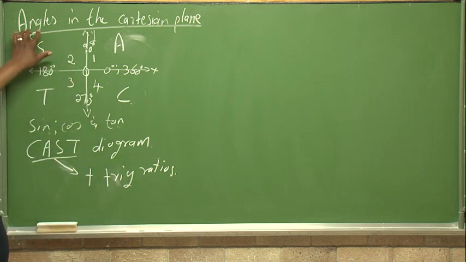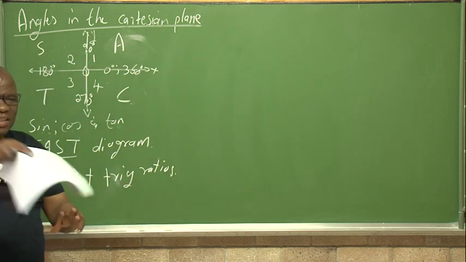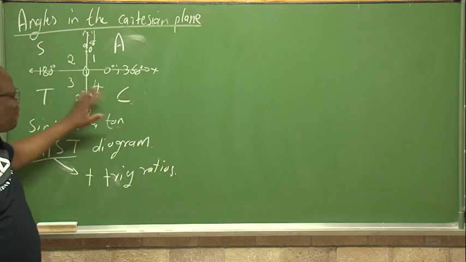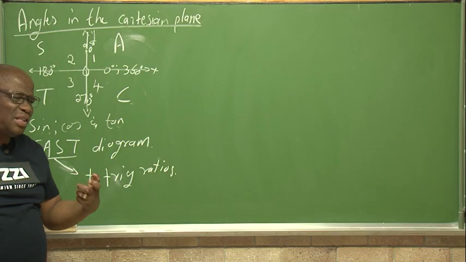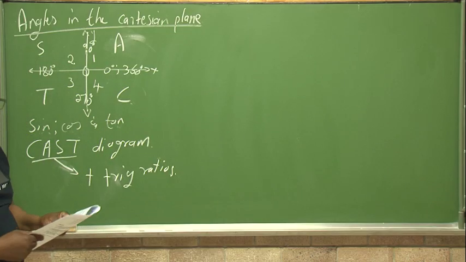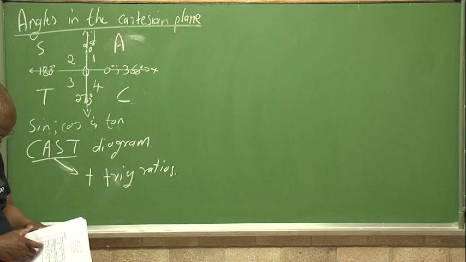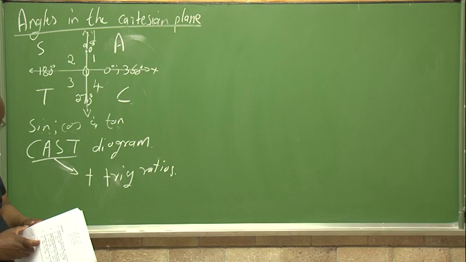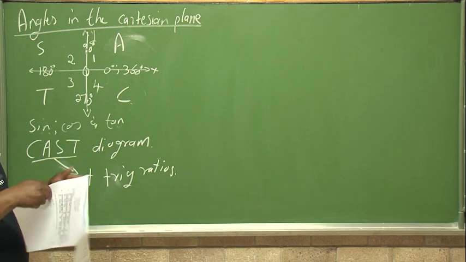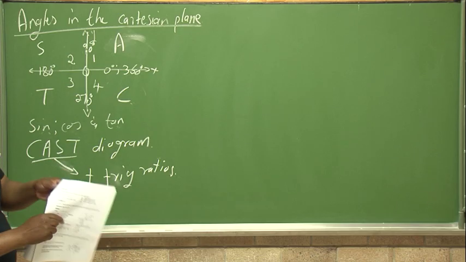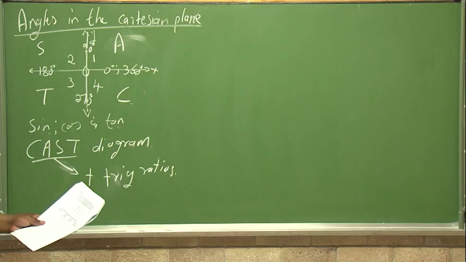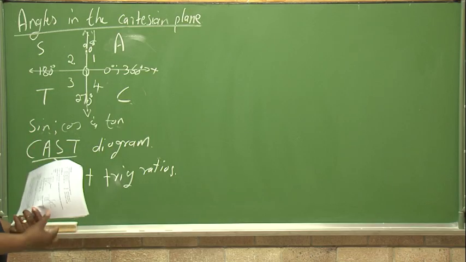So we are going to talk about the angles in the Cartesian plane. Angles will be in the first, second, third, and fourth quadrants. So we need to know if those ratios will be negative or positive. I've tried to explain the CAS diagram. That is how the CAS diagram operates.